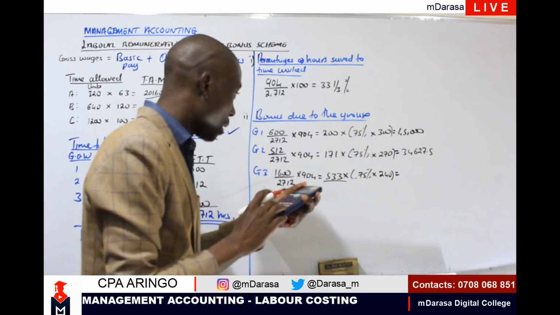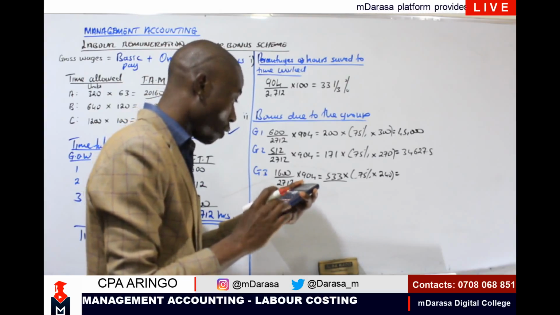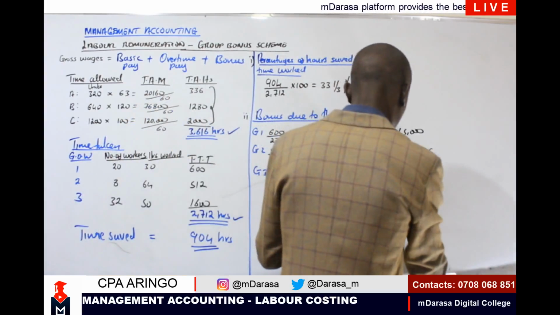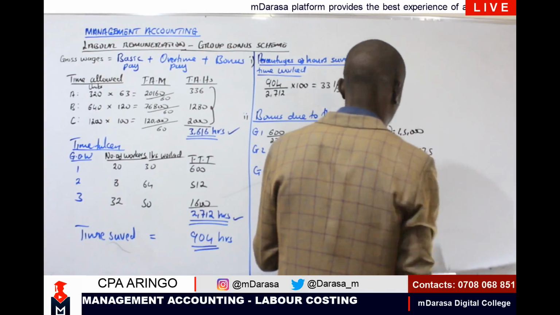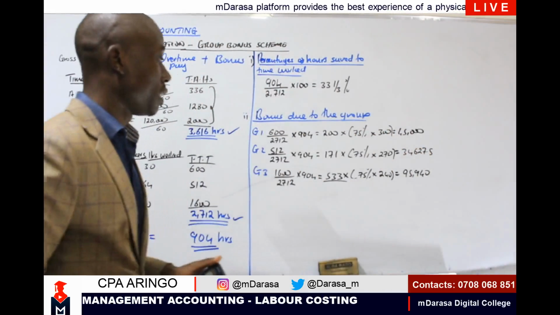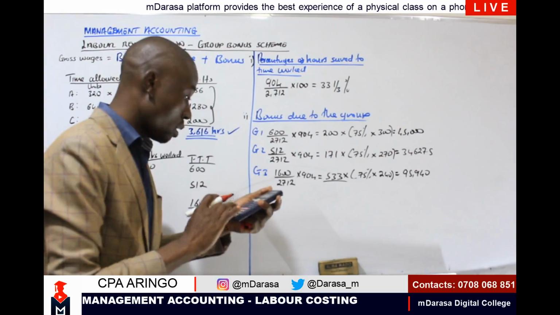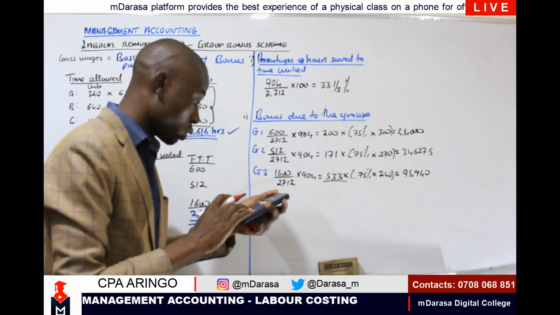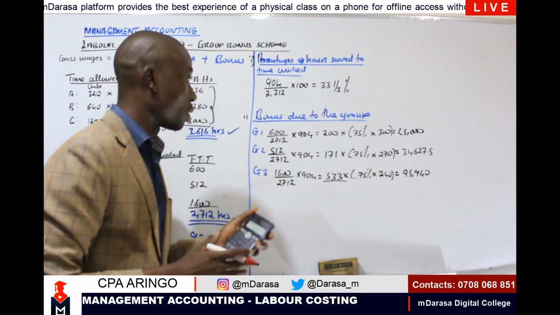We multiply by 0.75 times 240 to give me a figure of how much? 95,940. So basically that is what we should be having, my good students.